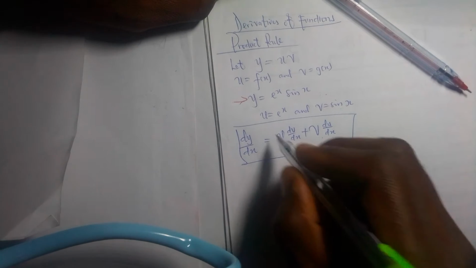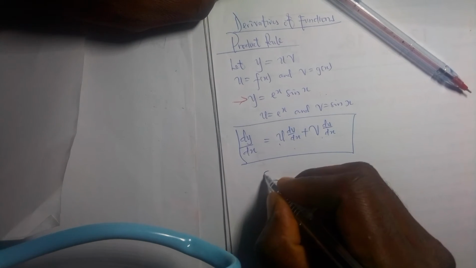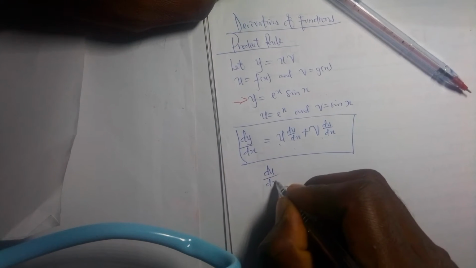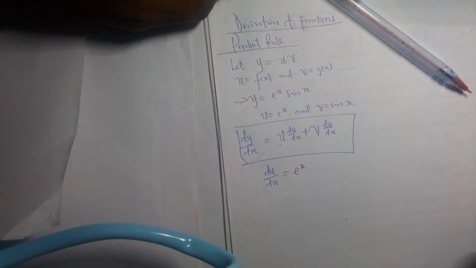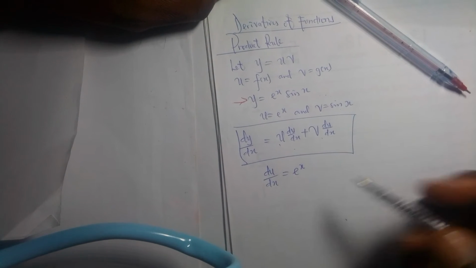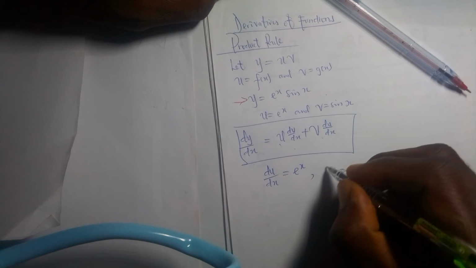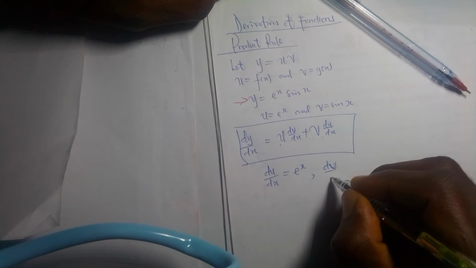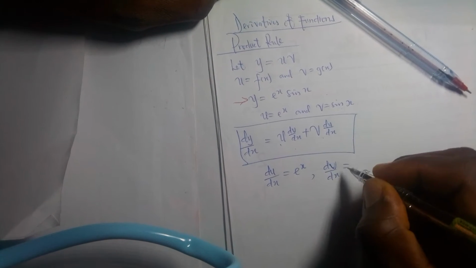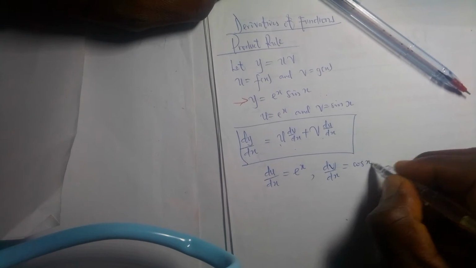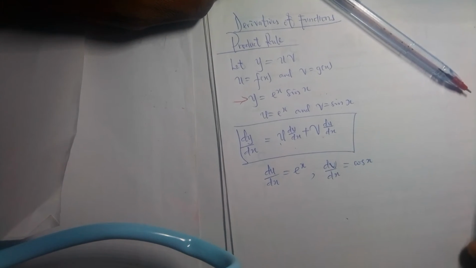So in that sense, if you look at what we are given here, you agree with me that du/dx is equal to e^x, because that's just the derivative of e^x. Then at the same time, dv/dx here is going to be cos x, because the derivative of sin x is equal to cos x.